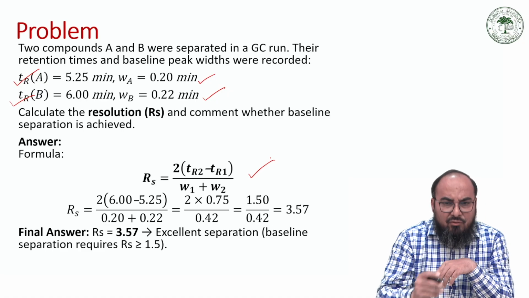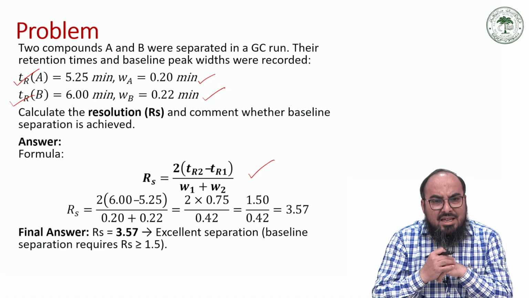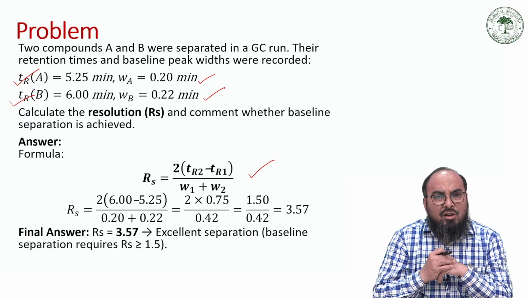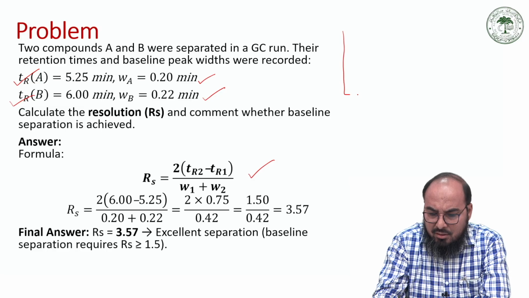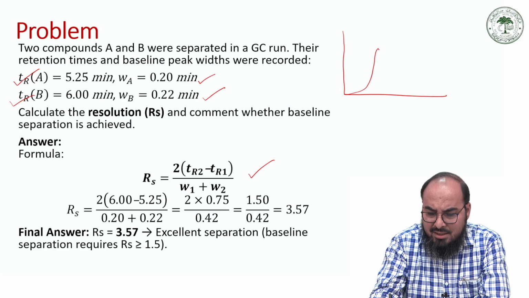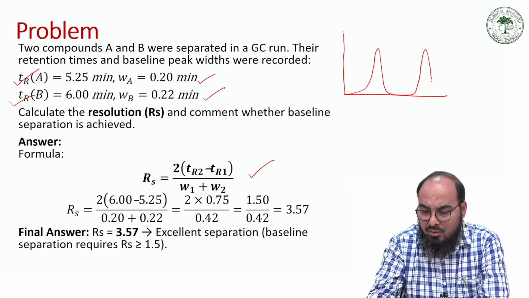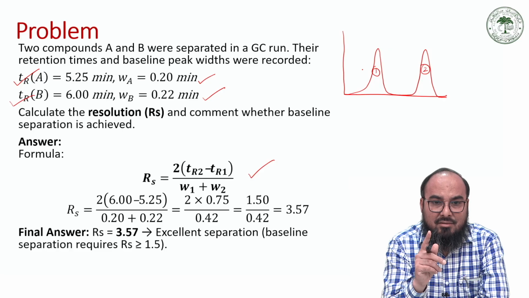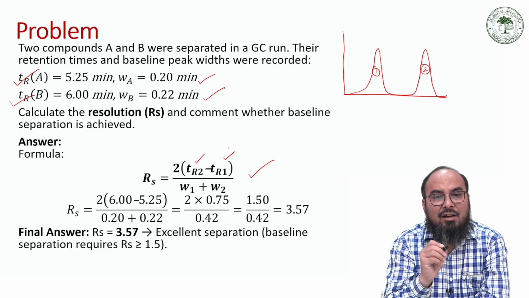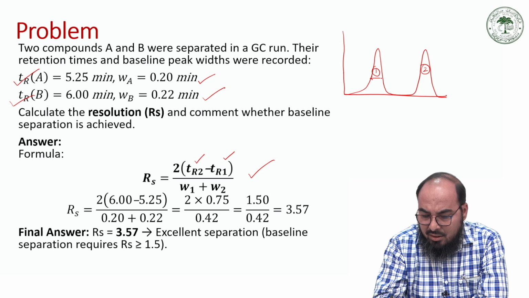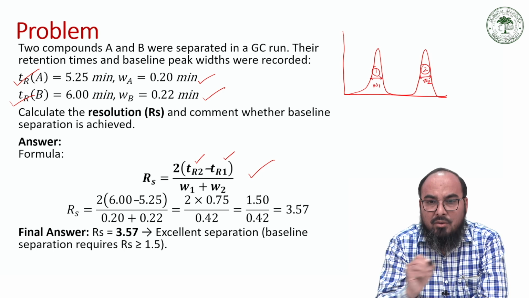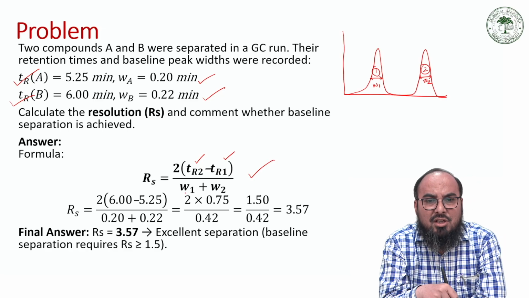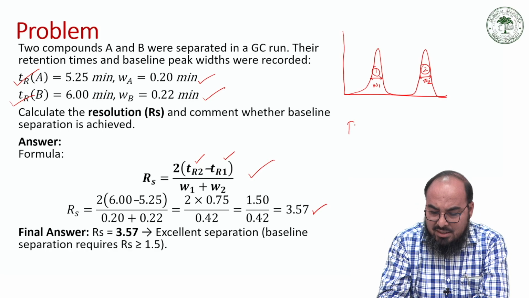Now you have the formula where you calculate the resolution: twice of TR2 minus TR1 upon W1, the width of the peak of component 1, plus W2, the width of the peak of component 2. You have to keep in mind that 2 stands for the component which is eluting last. That is why TR2 minus TR1. You input your values in this formula and you get RS as 3.57.